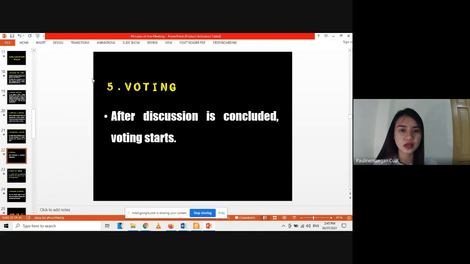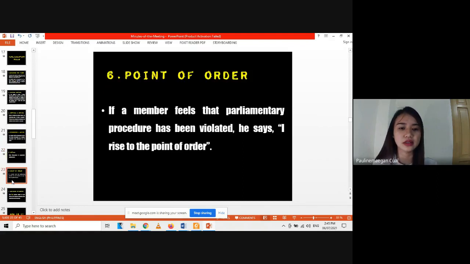When it has been discussed, the next step is the voting, wherein it's more of getting the response or the opinion, the decision of the body. Point of order: if a member feels the parliamentary procedure has been violated, he says, "I rise to the point of order." This only happens when there is something that is not agreed, or when you feel like something's wrong with what happened.